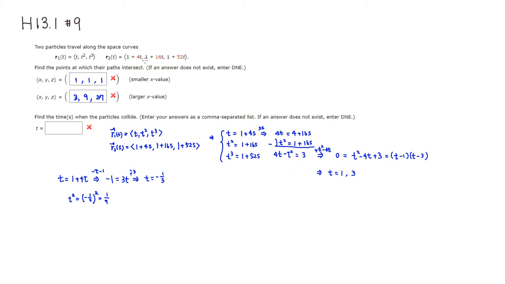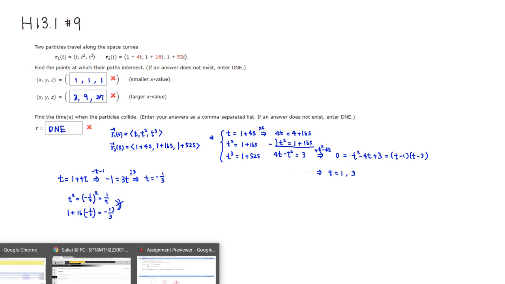But if you look at the second component of the second curve, it's 1 plus 16 times t, with t negative 1/3. This is going to be 3 over 3 minus 16 over 3, so it's negative 13 over 3. You can see that these two do not match up. If you try to match up the first component, the second component never matches up. So these two particles will never collide, so I guess it does not exist.